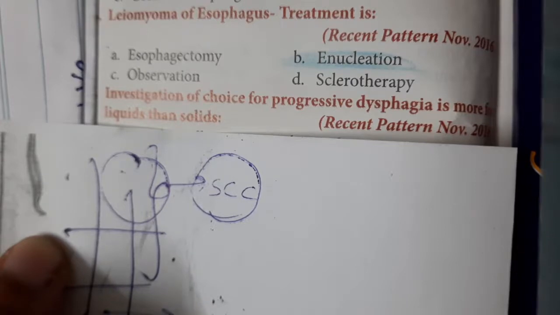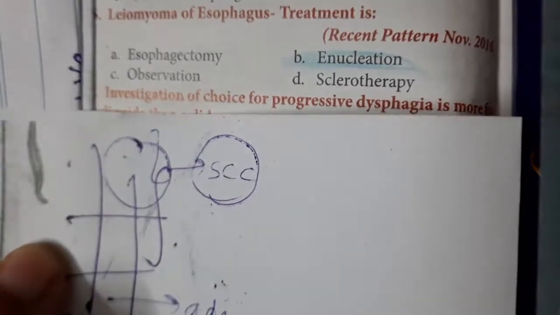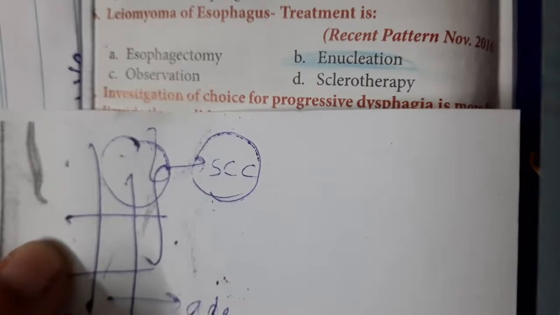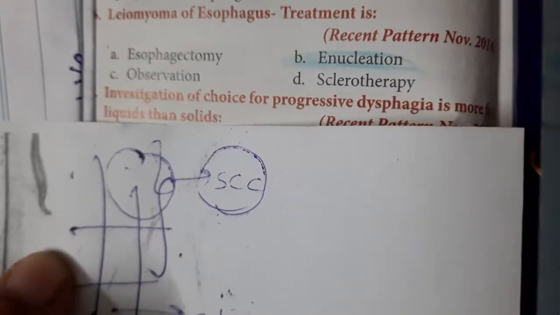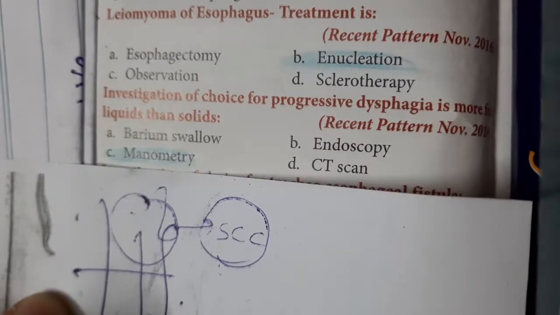Due to gravity and mass effects, solids can push on the lower esophageal sphincter, overcome its pressure, and pass through the achalasia cardia or tight lower esophageal sphincter. But liquids do not have that mass effect, so they cannot pass through the lower esophageal sphincter. This is a motility disorder, so the investigation of choice for achalasia cardia is manometry.